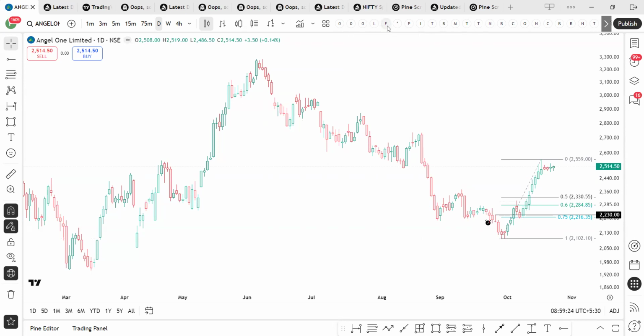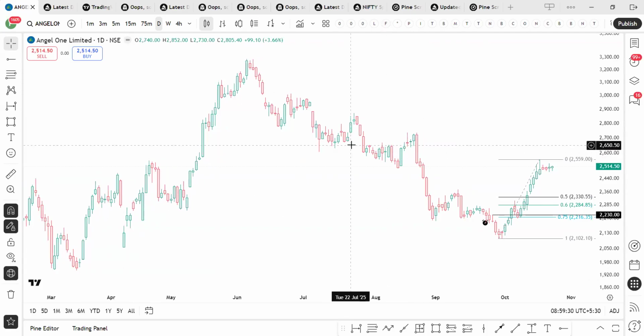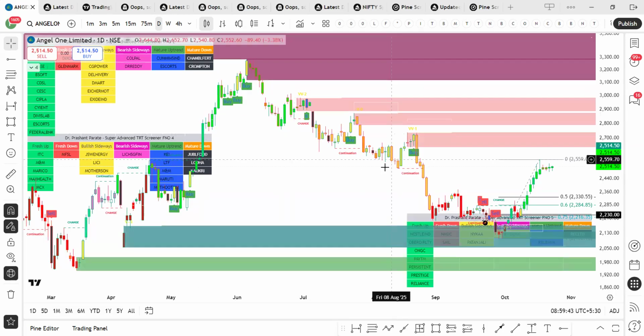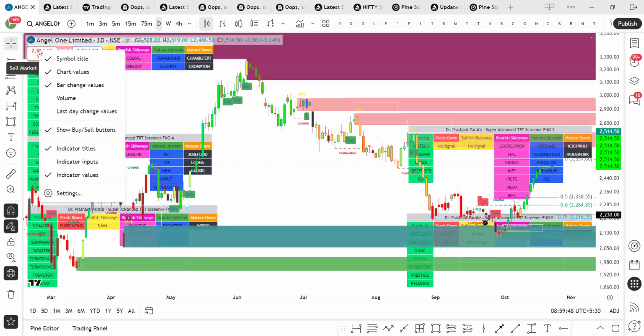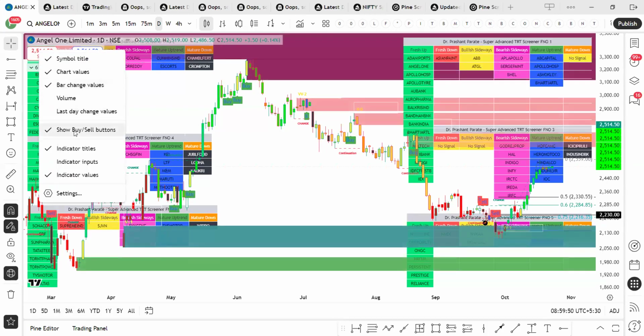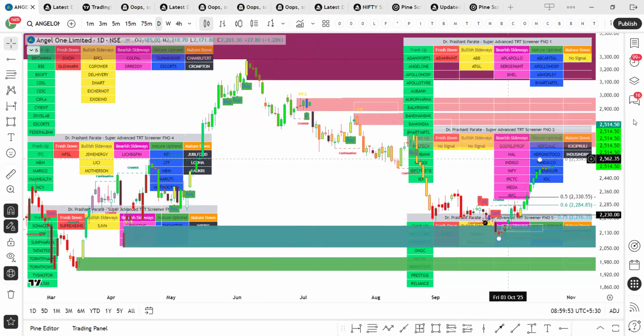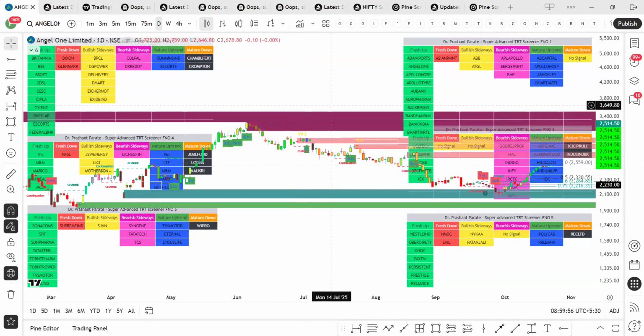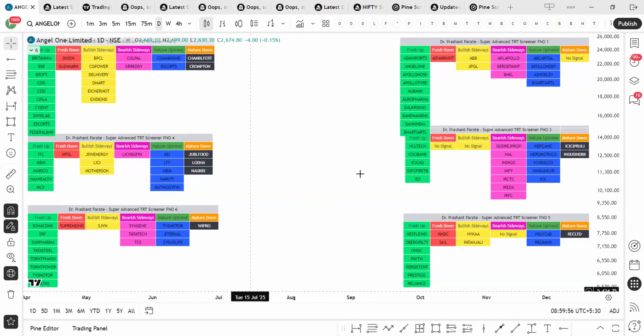So sometimes it takes time. Once I get the screener, I check all the stocks. In that screener, I make a watch list of those stocks which have turned green recently if I want to buy on retracement. I will hide the chart and we can see there are so many stocks which are freshly green.